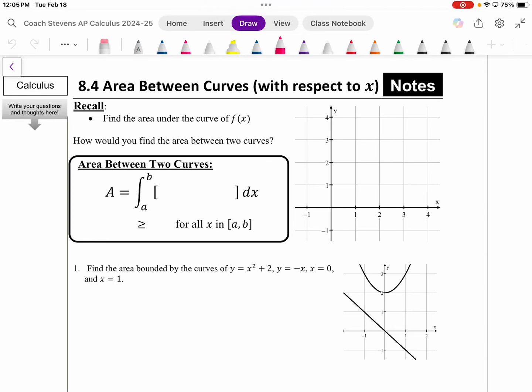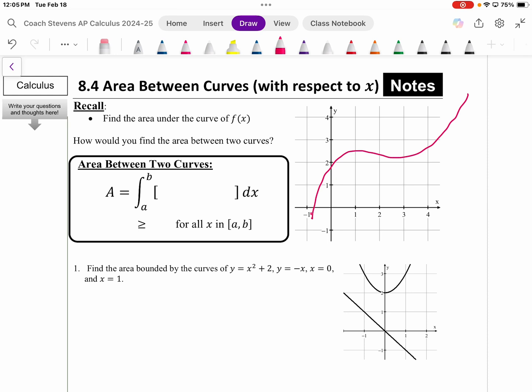So, area between two curves with respect to x. We know from previous lessons how to find the area by doing the accumulation of the cells and so on. So let's draw some little graph here.